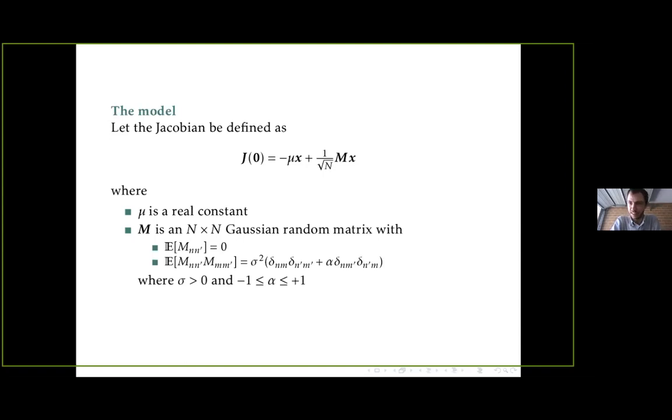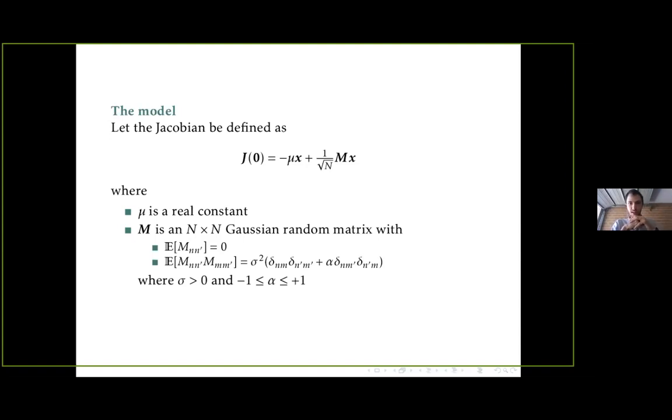So the interpretation here, or the philosophy behind it, is that if you take the constant mu to be large, then the fixed point at the origin will be stable. But if you decrease mu, then at some point the eigenvalues of this random matrix M will become important and you will switch over to an unstable fixed point. So the question is, of course, how we choose this random matrix M. First, I'll give some justification for it later, but we introduce it first.